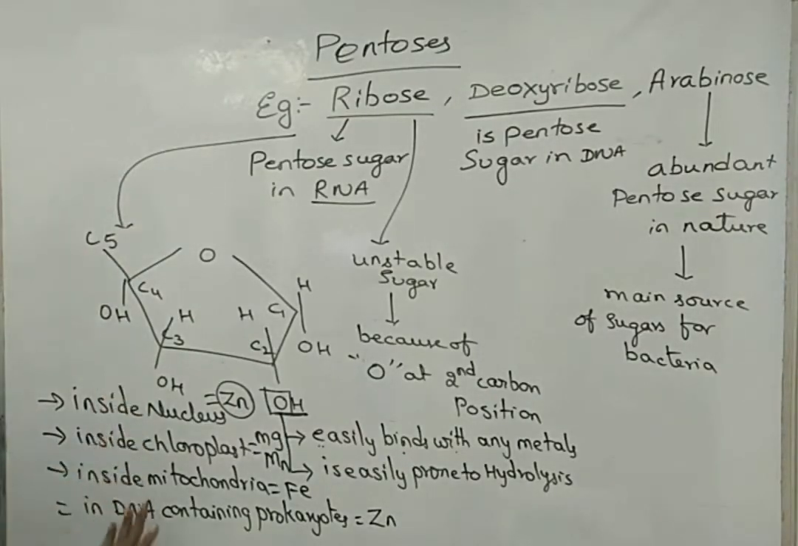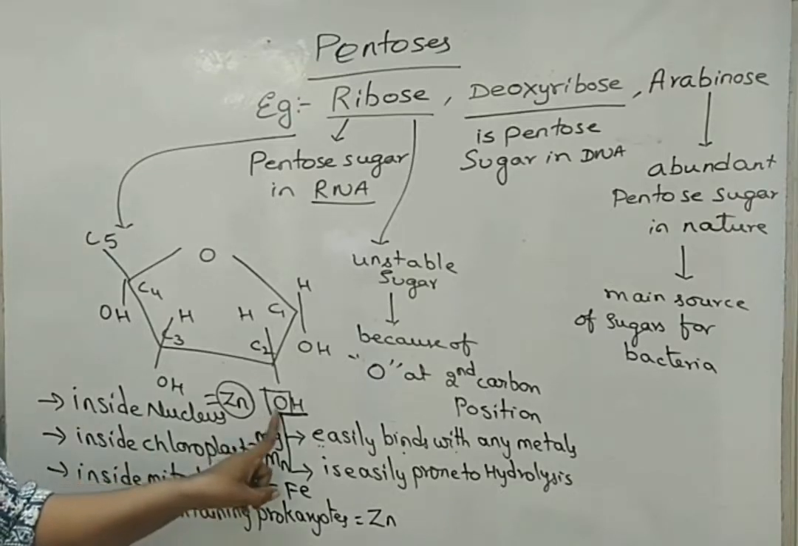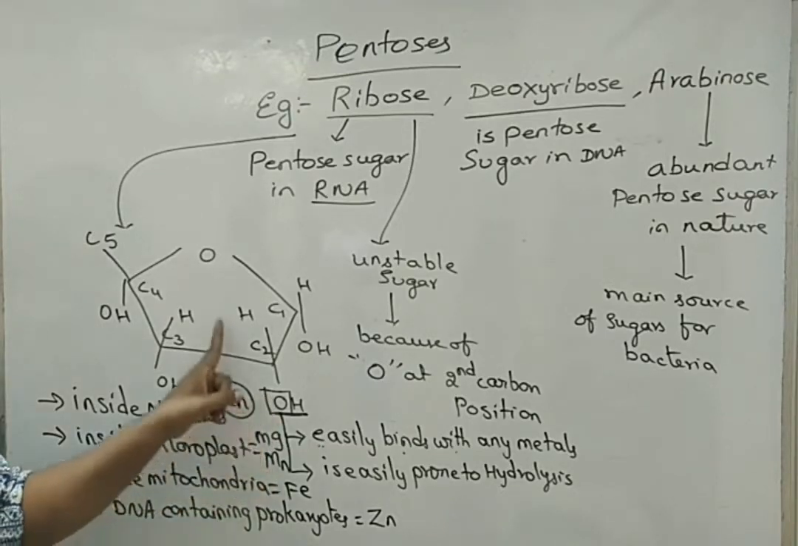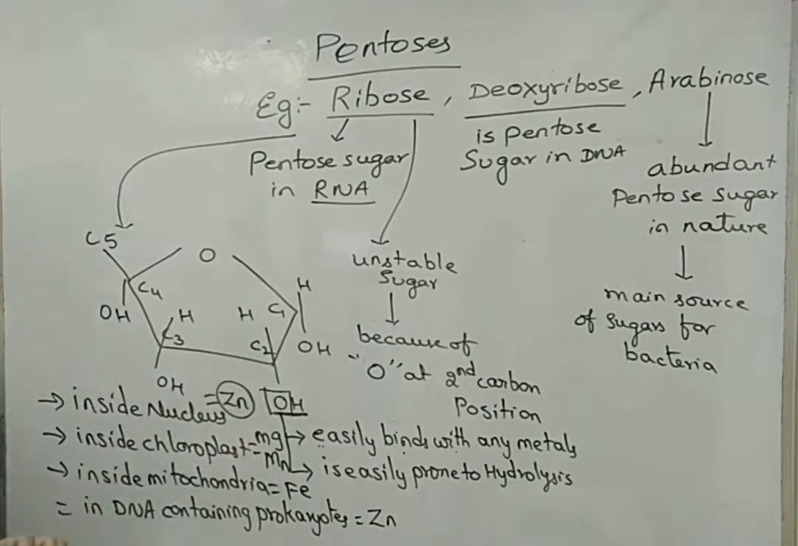So, basing on such types of important concepts, we can tell oxygen at second carbon is creating instability to the compound, so that the total instability is applied to the RNA, which is considered as a genetic material.